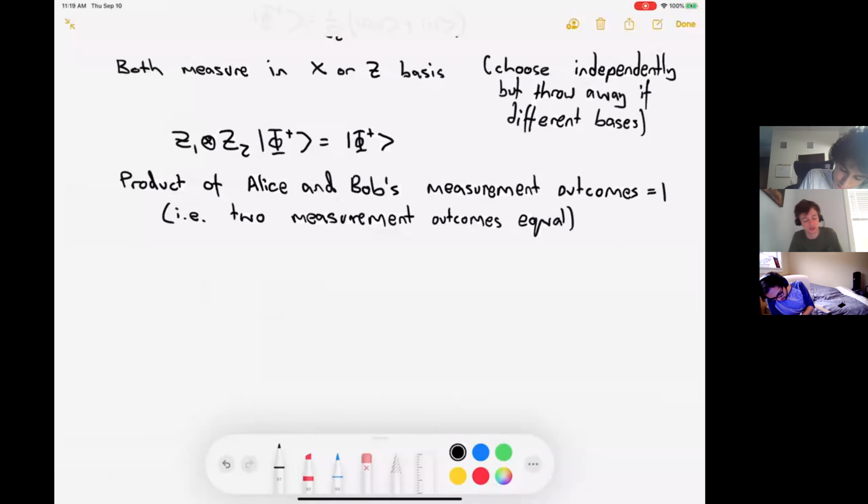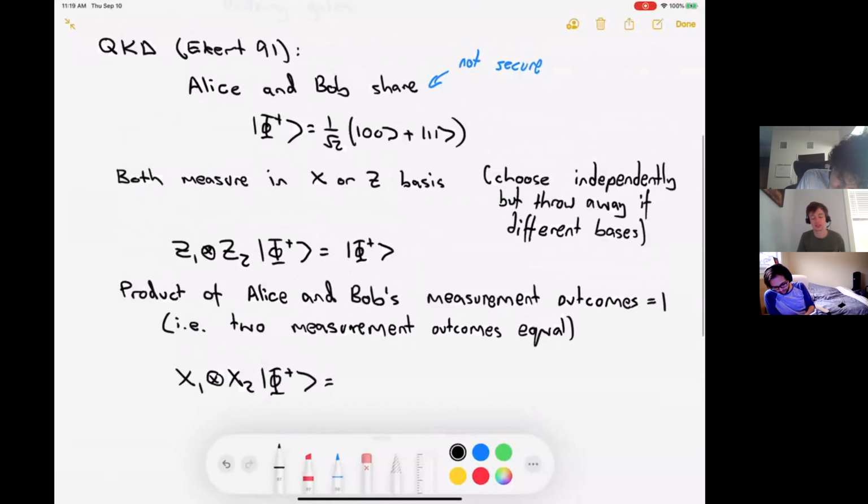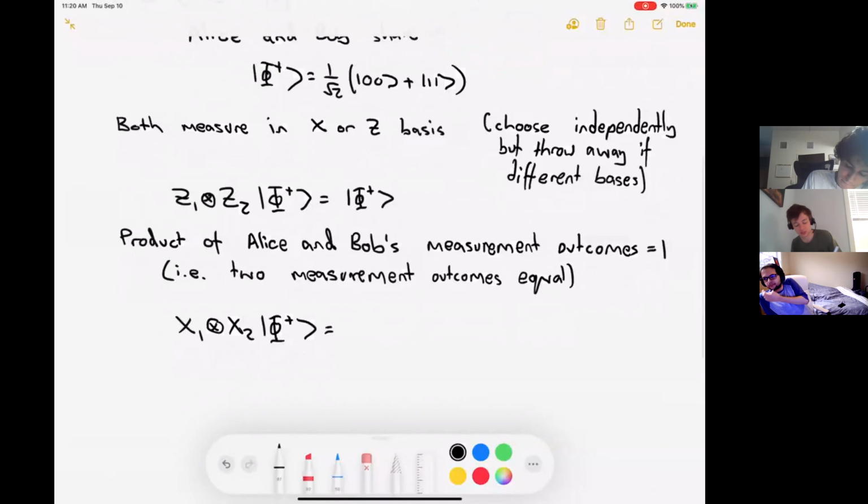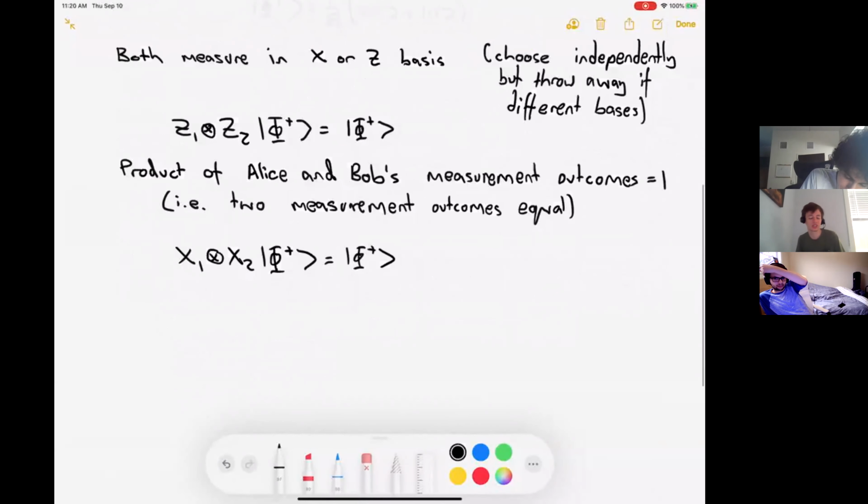Alternatively, they both measure in the X basis. In that case, we look at the measurement operator X on qubit 1, tensor X on qubit 2. So again, just looking at phi plus written out explicitly, X tensor X acting on 0, 0 takes it to 1, 1. X tensor X acting on 1, 1 takes it to 0, 0. So again, this takes phi plus to phi plus. Again, the two measurement outcomes always agree.